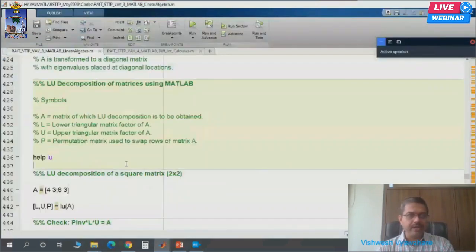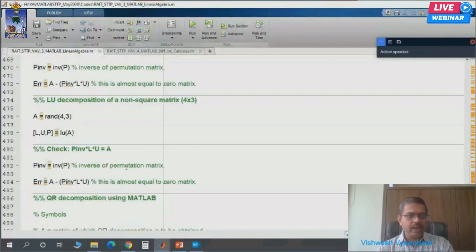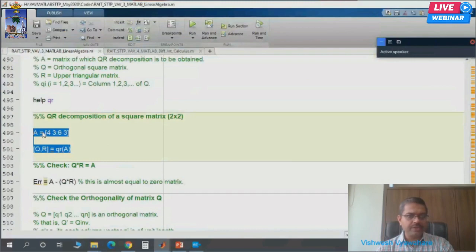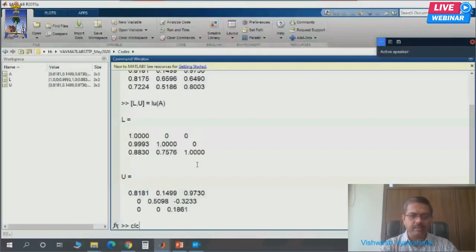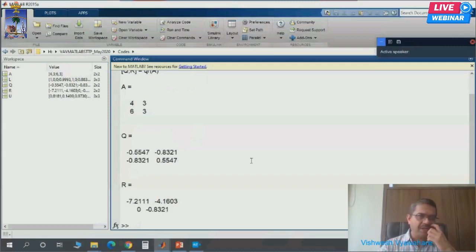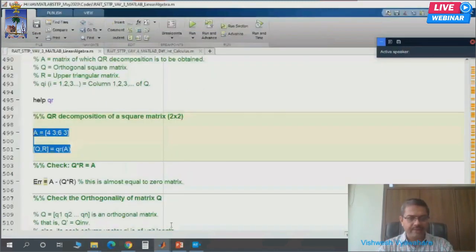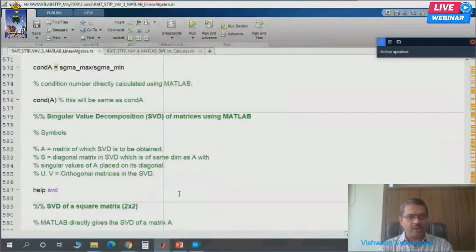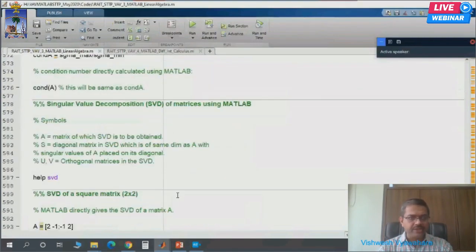I will quickly move ahead. Then you have QR decomposition. Let's take a very simple example. A is equal to 4 3 6 3, and Q comma R is equal to QR of A. So you get Q and you get R. This is your QR decomposition of the matrix A. Then there are singular values and all those things, so I'll not go into these details.